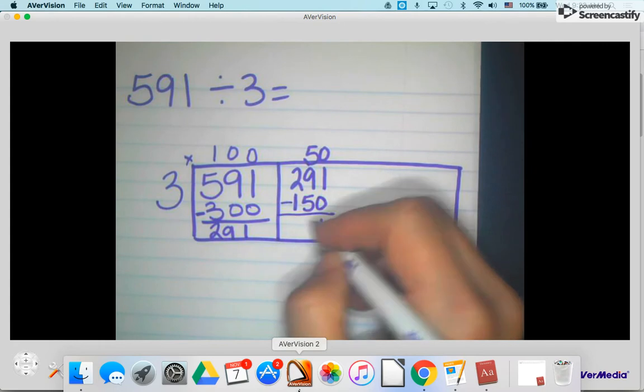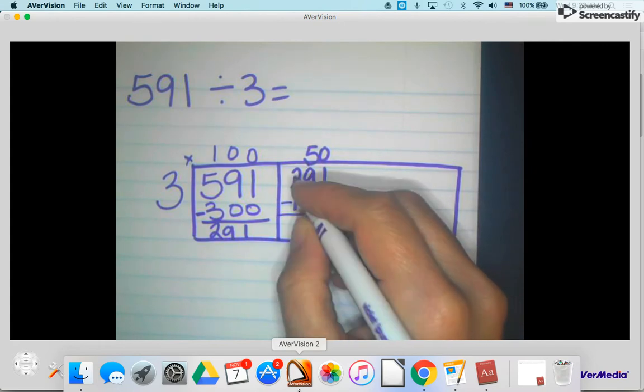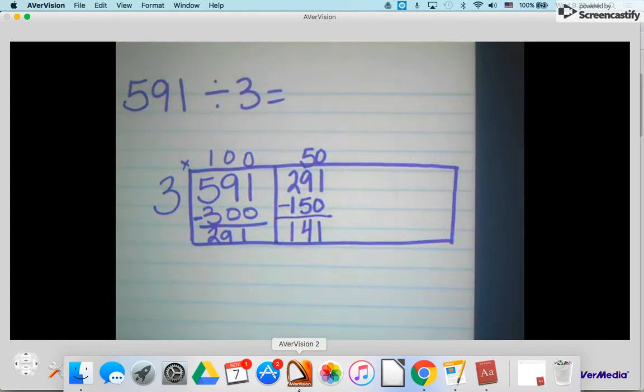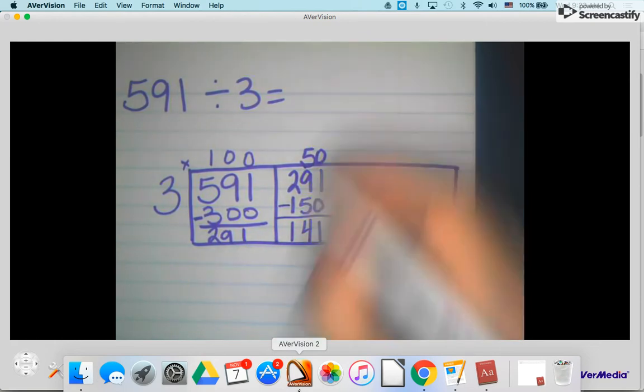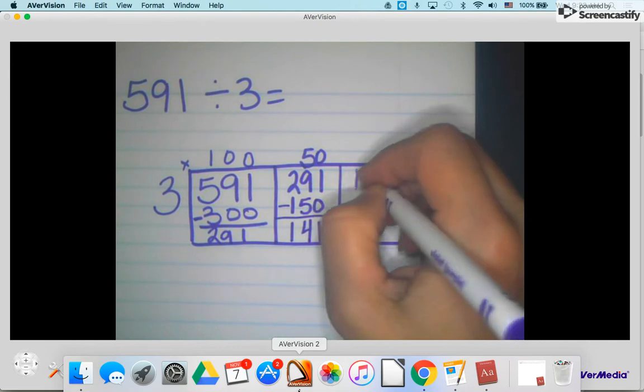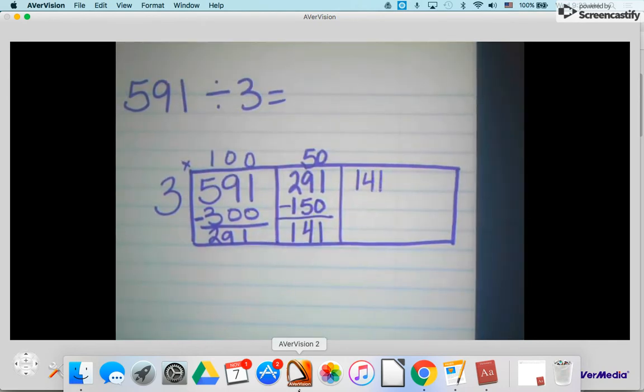1 minus 0 is 1. 9 minus 5 is 4. And 2 minus 1 is 1. And what do I do with 141? Bring it up to the top. Good. Bring it on down and bring it on back.